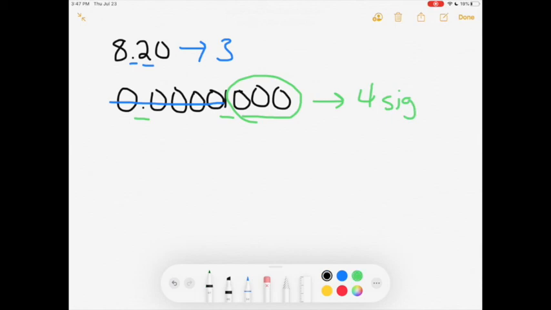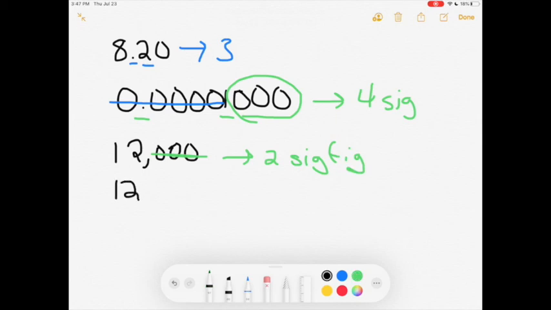Okay, and then we have 12,000. If there's no decimal, remember these zeros are not significant, so we only have 2 sig figs. But if I were to say 12,000 and put a decimal, then I would have 5 sig figs. Those zeros would be significant. So the decimal changes everything.